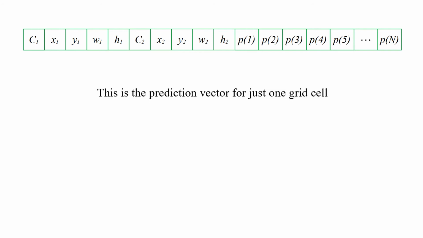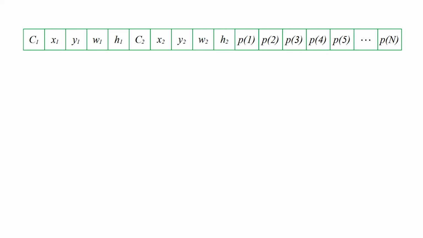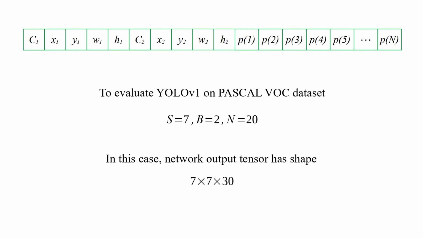This is the prediction vector for just one grid cell. For a grid size of S by S, B bounding boxes in each grid cell, and n object classes, the shape of the network output is S by S by B times 5 plus n. To evaluate YOLO version 1 on the Pascal VOC dataset, S is 7, B is 2, and n is 20. In this case, the network output tensor has shape 7 by 7 by 30.